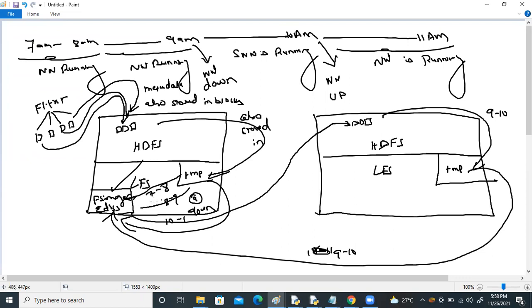So at 7 to 8, okay, 8 to 9, okay, at 9 o'clock the name node is down. So the secondary name node comes into the picture, right? The secondary name node takes the data from this FS image and edits, and whatever data is generated from 9 to 10 will be stored in the temp folder. And at 10 o'clock when the name node is up, it is going to take the data from there and update the FS image, so that it will have the entire information during its presence and during its absence. Okay.